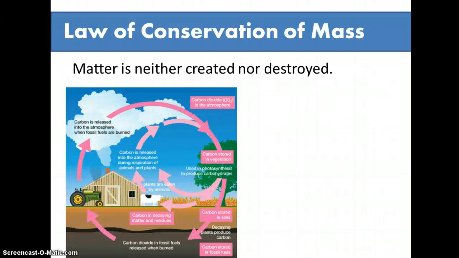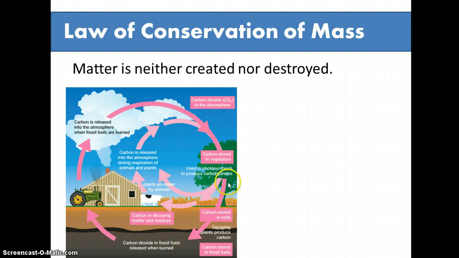The other thing that I want us to review before we get going into the carbon cycle is something called the law of conservation of mass. And this should be somewhat review for you from sixth grade. The law of conservation of mass says that matter is neither created nor destroyed. You can think of this almost like the water cycle. For example, even though this picture here is of the carbon cycle, when you think about the water cycle, water doesn't get created or destroyed.